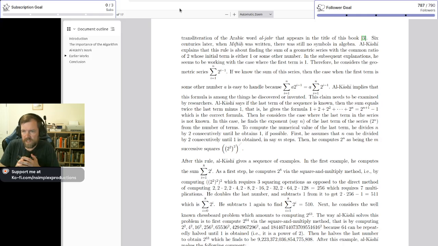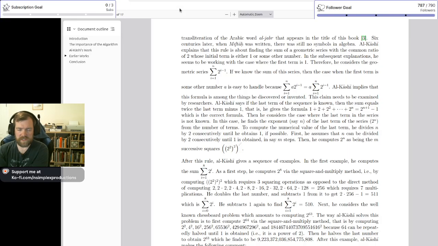He then considers the case where the last term in the series is not known. In this case, he finds the exponent, say n, of the last term of the series, 2 to the n, from the number of terms. To compute this numerical value of the last term, he divides n by 2 consecutively until he obtains 1, if possible. First, he assumes that n can be divided by 2 consecutively until 1 is obtained, say in m steps. Then he computes 2 to the n as the m successive squares, 2 to the second, to the second, to the second, etc. After this rule, Al-Kashi gives a sequence of examples.